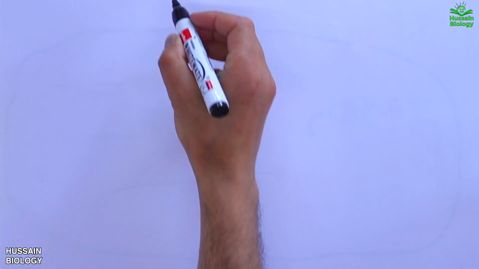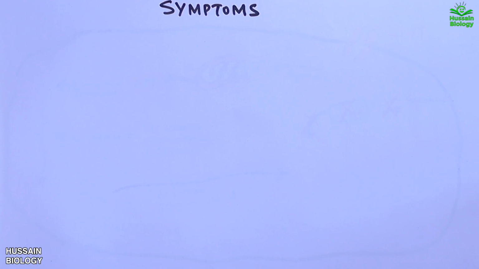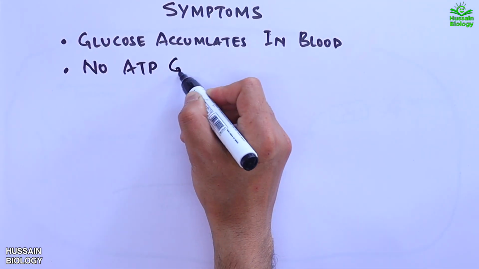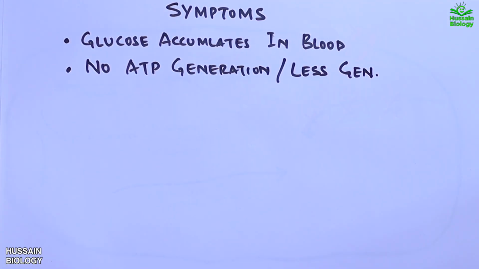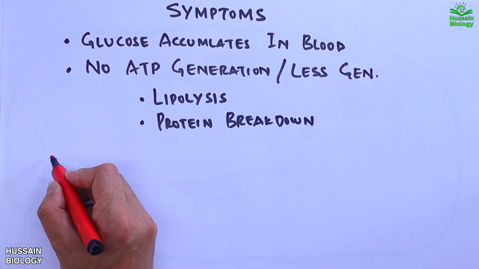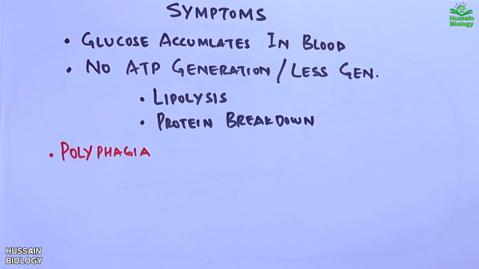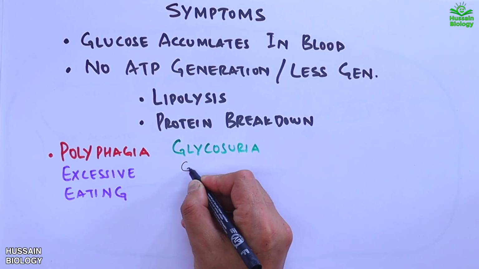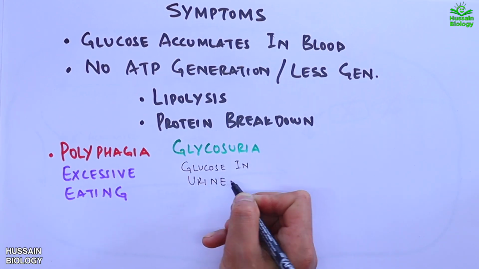Now let's have a look at the major symptoms of type 1 diabetes. We know glucose accumulates in the blood. There is no ATP generation or less ATP generation. That leads to lipolysis or protein breakdown. So due to all these factors, first we get polyphagia, where a person gets into excessive eating under the influence of hyperglycemia. Then we have glycosuria, where an affected person passes excessive glucose in the urine.